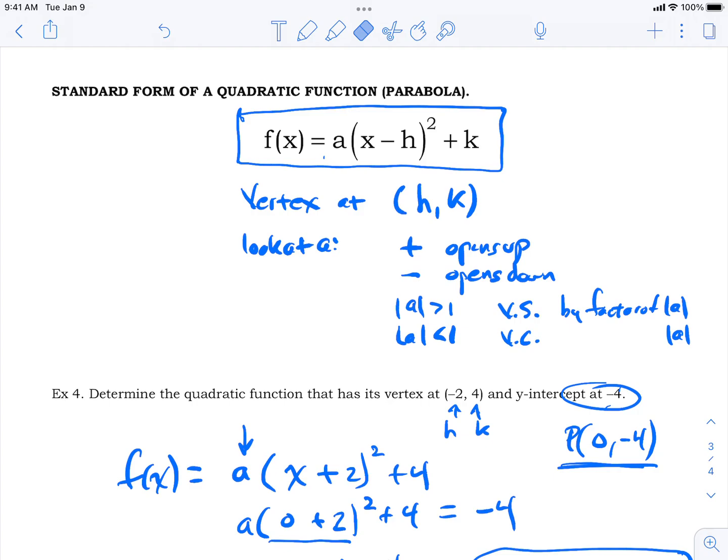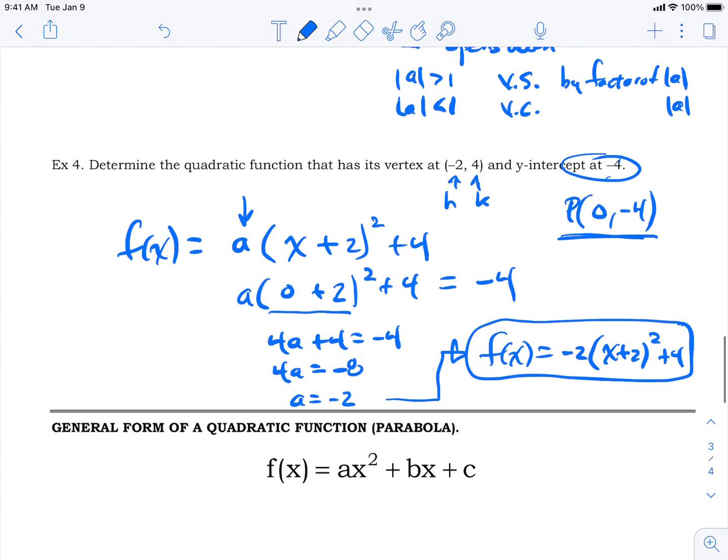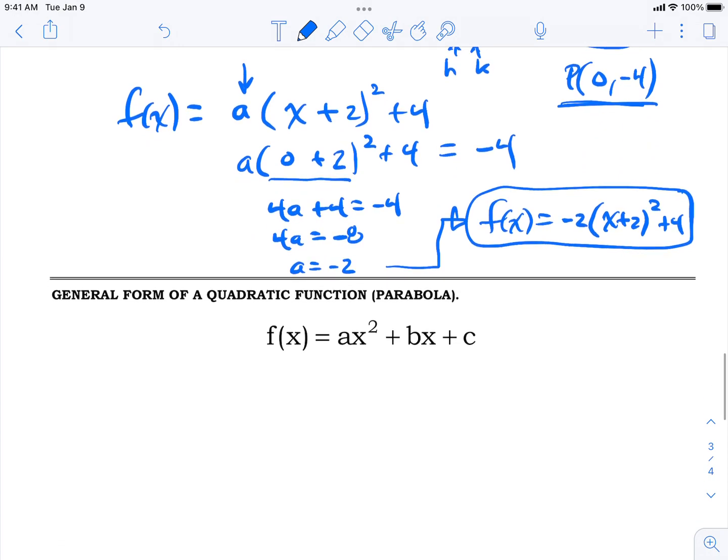Now, here's the thing. I like this form the best. That is definitely my favorite form because it is so nice. Hey, there's the vertex. Hey, the A. But, of course, this being math, there's going to be more than one way to do it, right? There's always more than one way to do it.